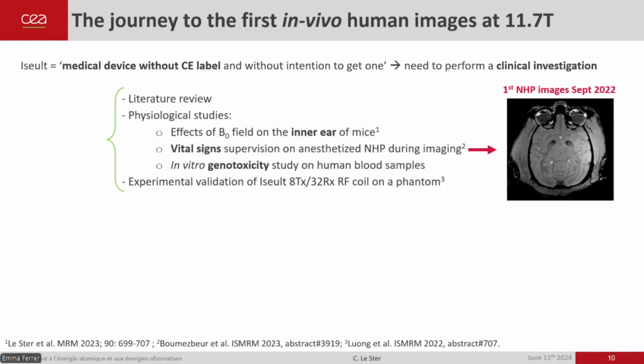So many people in Neurospin were involved in these steps. There was a literature review, also some physiological studies to study the effect of the B0 field on the inner ear of mice, for instance. Also, the vital signs were measured on an anesthetized monkey during imaging, as you can see here. So it was the opportunity to get the first in vivo images in September 2022.